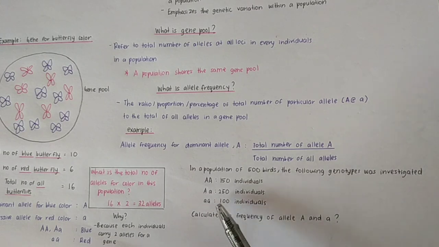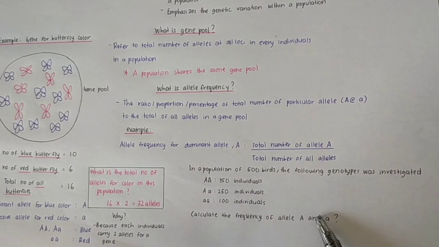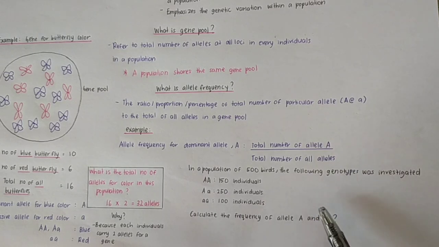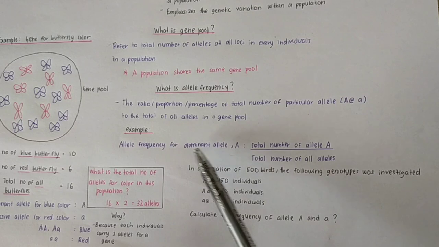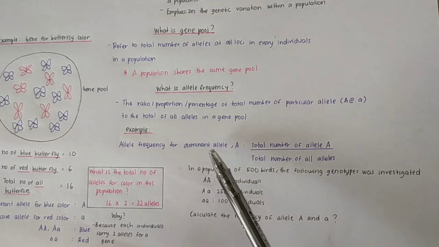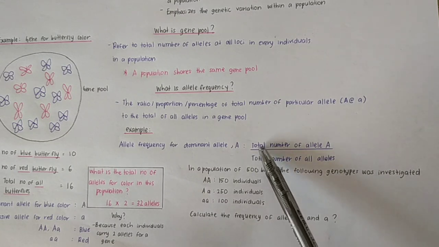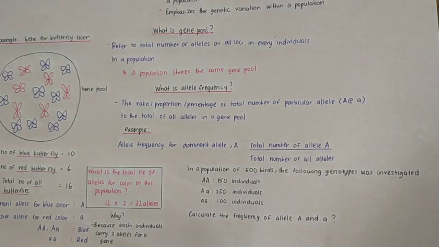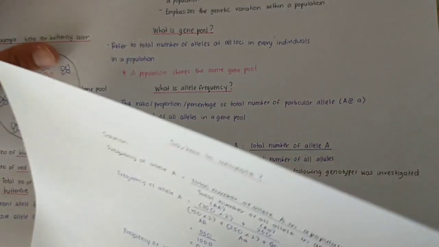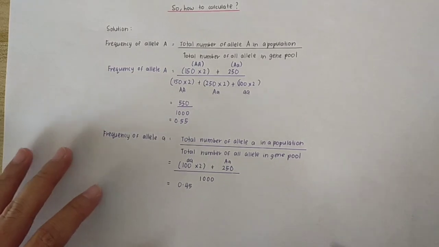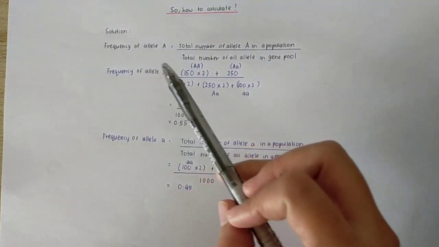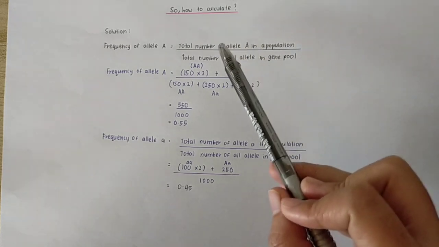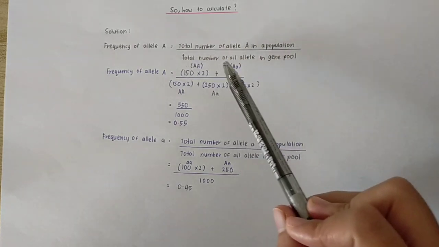Okay, so let's say if the question asks you to calculate the frequency of allele capital A and small a, so means that for this question, dia minta awak cari the allele frequency for dominant allele and also recessive allele. Okay, so kita dah tahu tadi untuk formula, untuk dapatkan contohnya allele frequency for dominant allele, the equation or the formula, total number of allele dominant, which is the capital A, over total number of all alleles in a population. So the solution is, this is the formula, frequency of allele capital A, total number of allele capital A, maksudnya kita refer kepada dominant allele in a population, over total number of all allele in gene pool.